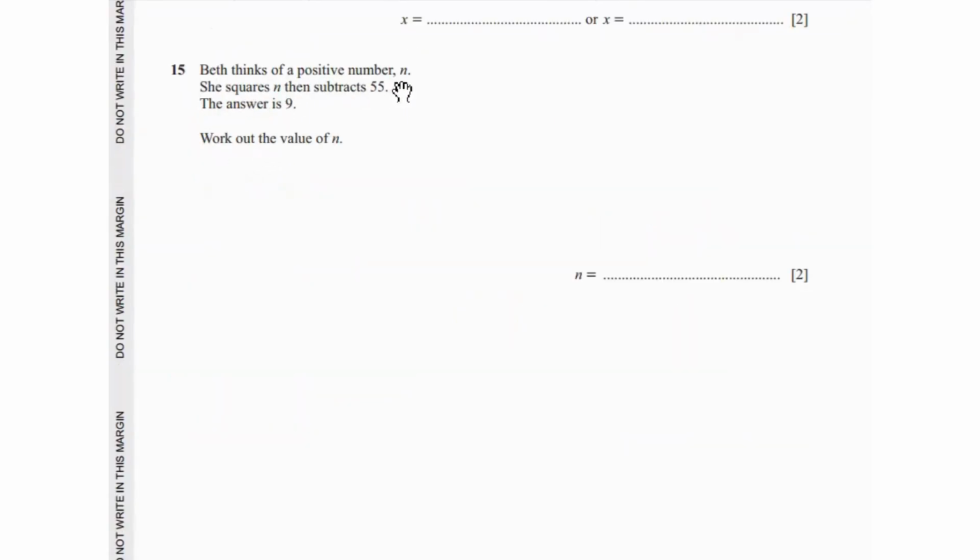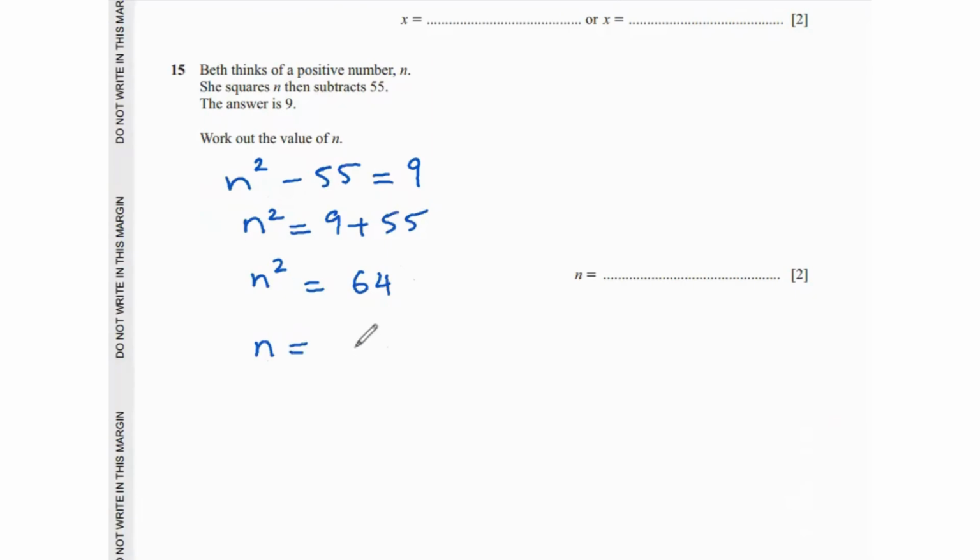Then Beth thinks of a positive number n. She squares n, then subtracts 55. The answer is 9. Work out the value of n. So what we will do over here is, first we square the positive number, then we subtract 55 and put it equal to 9 because that's the answer. So n squared equals 9 plus 55. We're trying to find the value of n, so we're going to isolate it on one side. 9 plus 55 is 64. Then n squared is 64, so n would be the square root of 64, which is 8. So the value of n is 8.